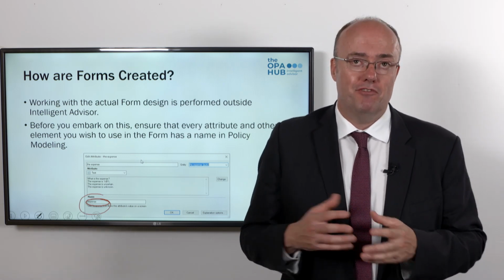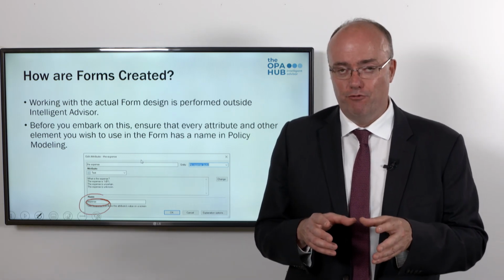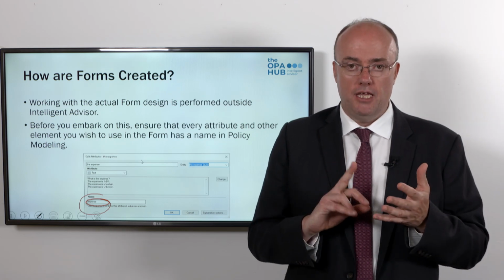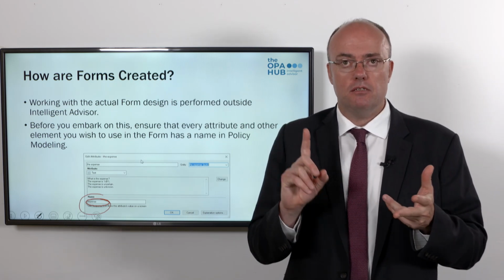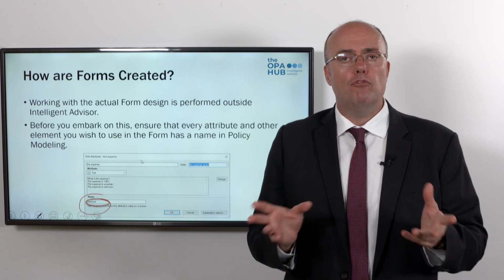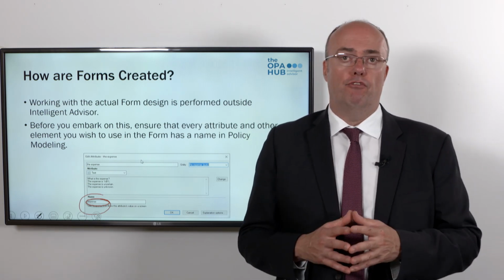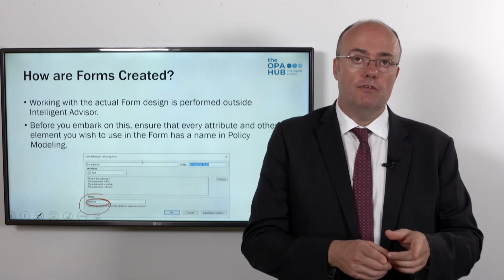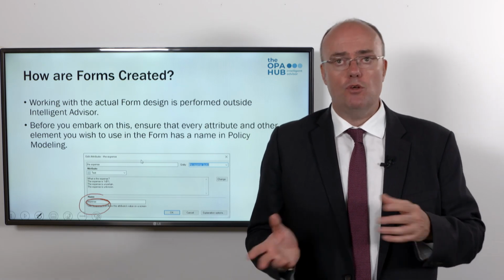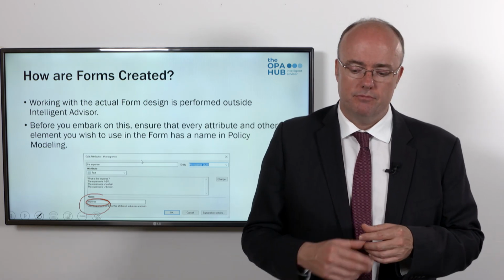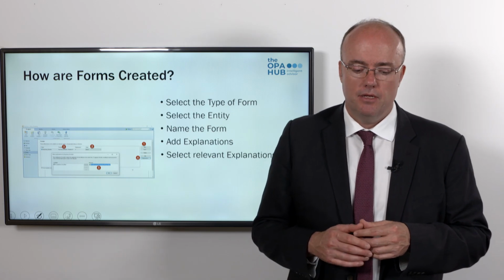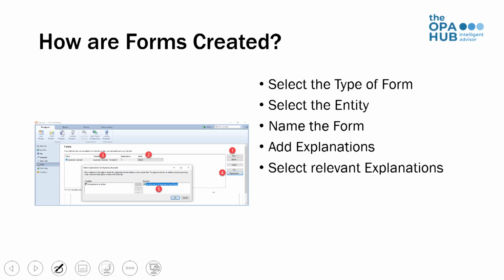So here's a good piece of advice. Before you start working on a form, go through all of the attributes, entities, relationships, whatever it is that you plan on using in the form, make sure that you've given them a technical name. Saves you having to go backwards and forwards later. So let's assume that you've decided you want to have an explanation in your form.